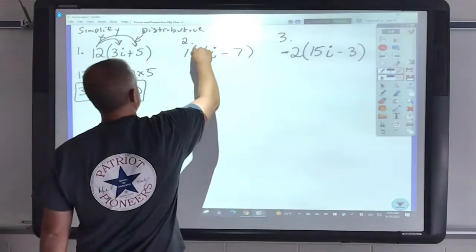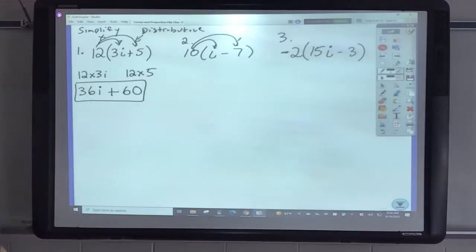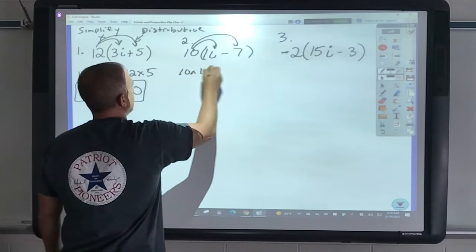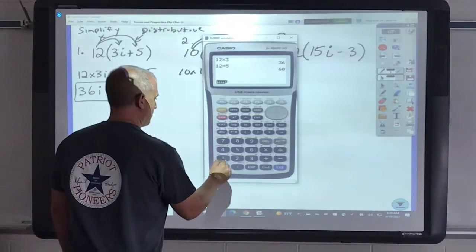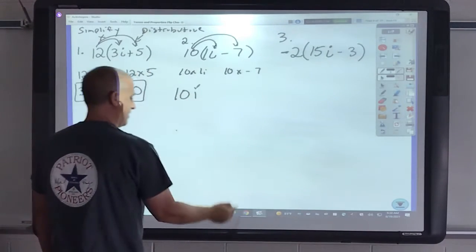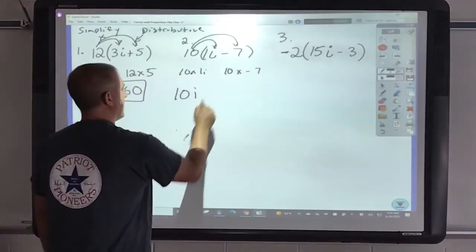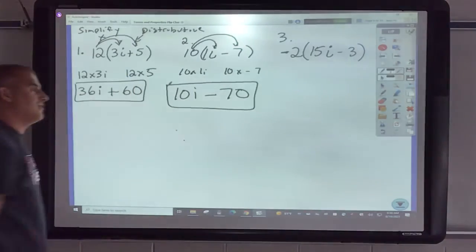So here what I want to do is multiply by these. Now, the question is what number is in front of i? That is a 1. So that's going to be 10 times 1i, 10 times negative 7. 10 times 1 is 10, so that's going to stay 10i. 10 times negative 7 is negative 70. And since it's negative, I just put a minus sign. Boom, that's all I have to do.